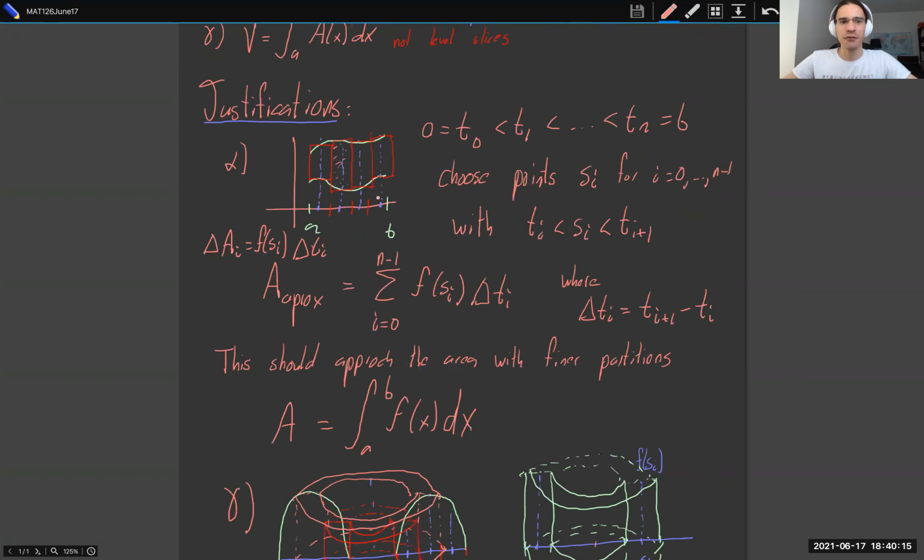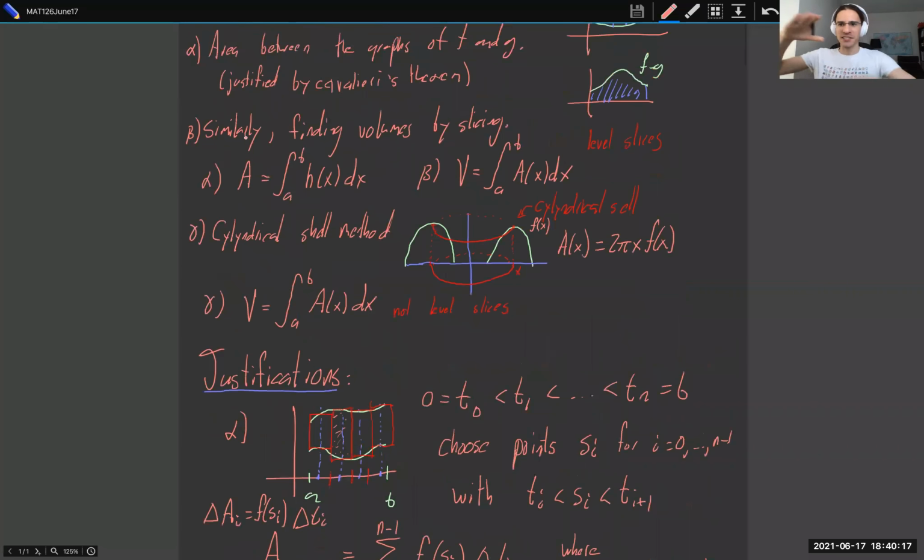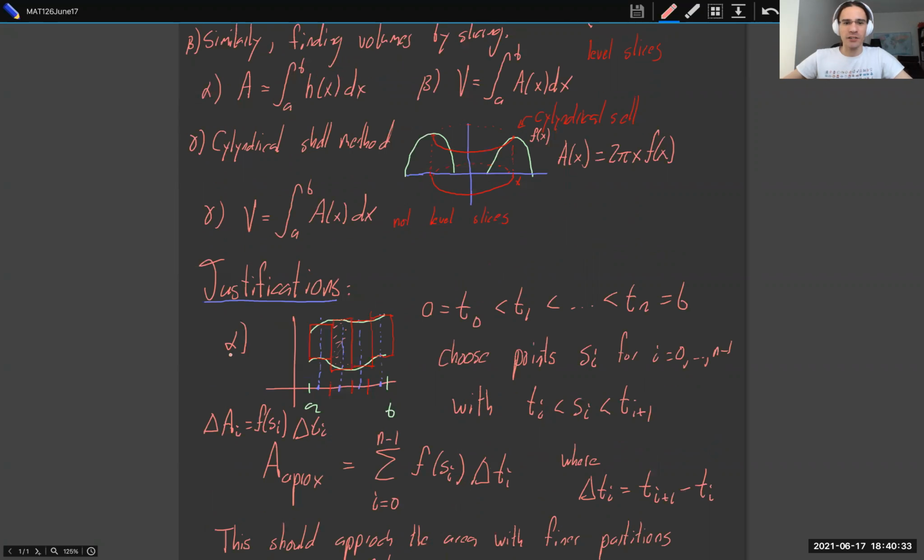Then the justification for beta, the fact that you could slice it up into horizontal slices, well, that's basically the same as the justification for alpha. You just write thickened pieces for alpha. It's not that interesting. So beta is really the same as alpha. But gamma, we had to do some work.